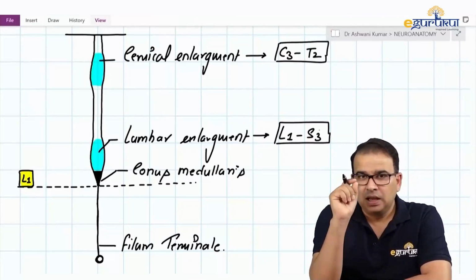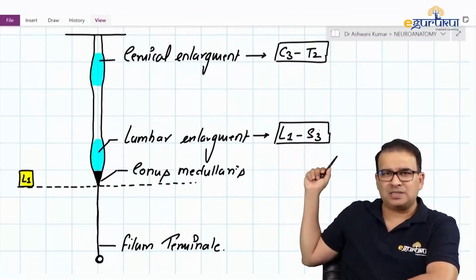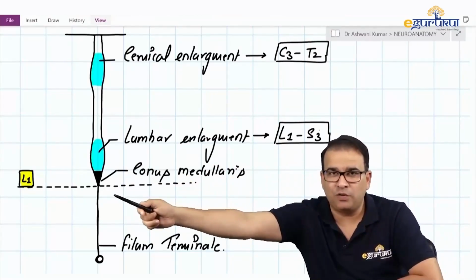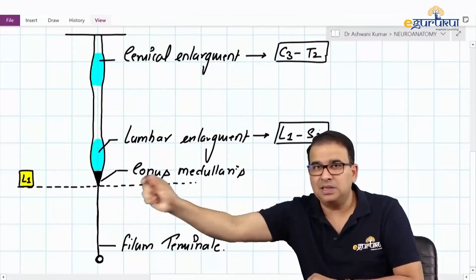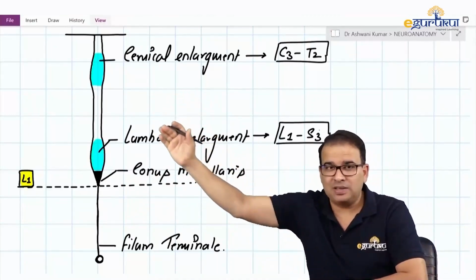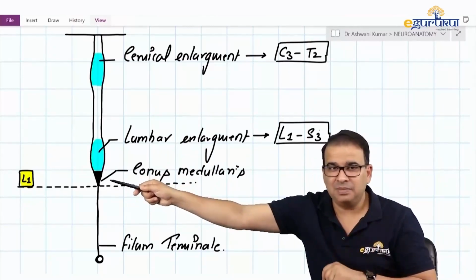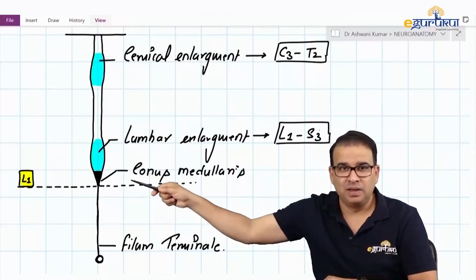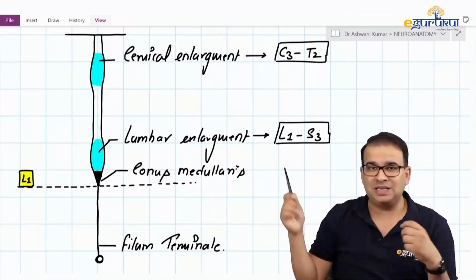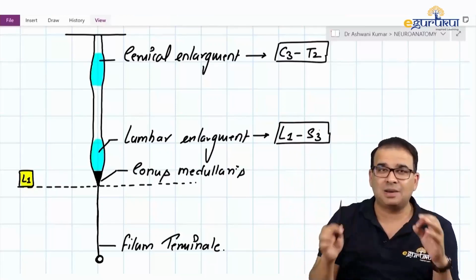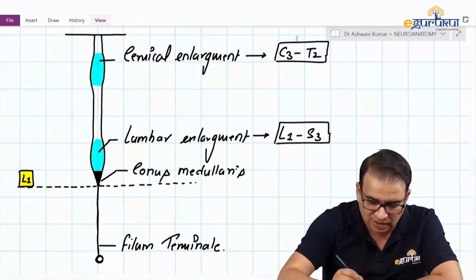Now here's the point. People get confused when they look at how it can be L1 to S3 when the spinal cord is ending at the lower border of L1. Well, there's a difference between the two things. That L1 over there is the vertebral level. I said the spinal cord extends till the lower border of the L1 vertebra. But that doesn't mean that the L1 nerve is also coming out from here. This lumbar enlargement is the part from where L1 to S3 nerves are coming out. So these are not vertebral levels, these are spinal segments.